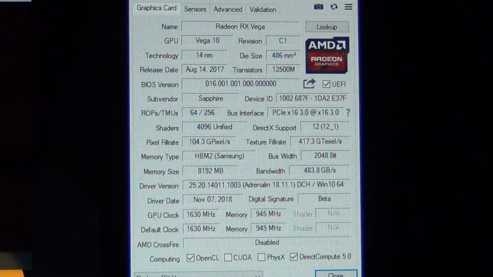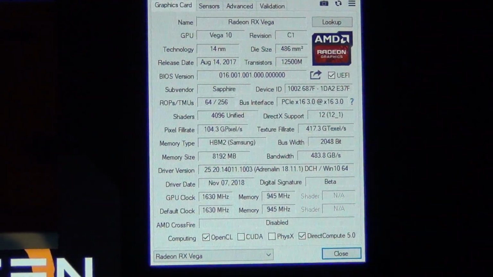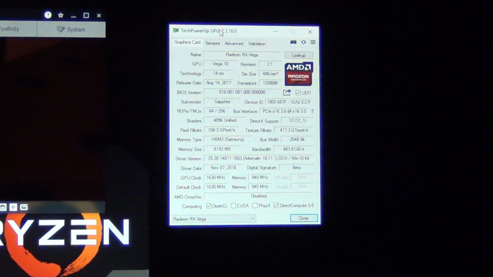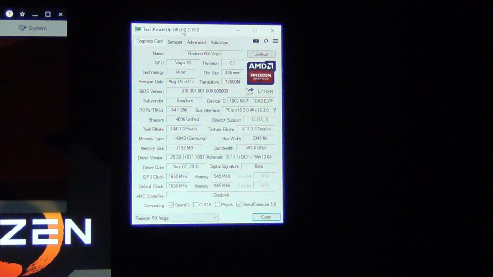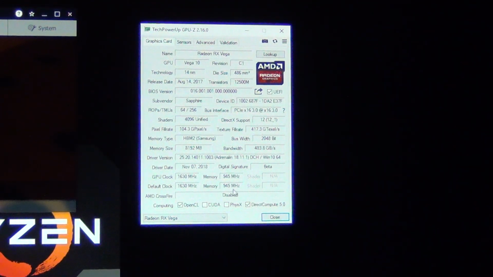It is the best Vega 64, better than the liquid-cooled one because you don't need to worry about water pumps and all that kind of stuff. It's way easier to install. It comes with a support bracket and a triple fan, just like how the Radeon 7 is going to look. And you can see here are the specs.